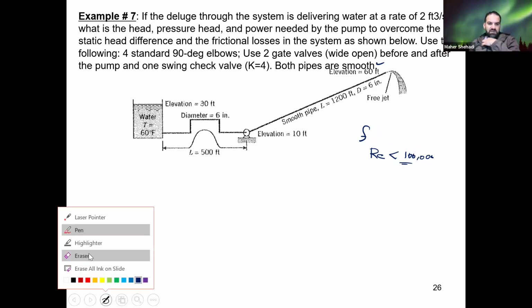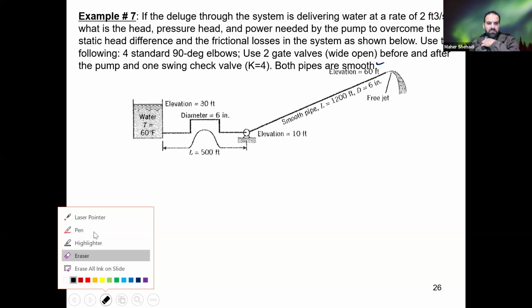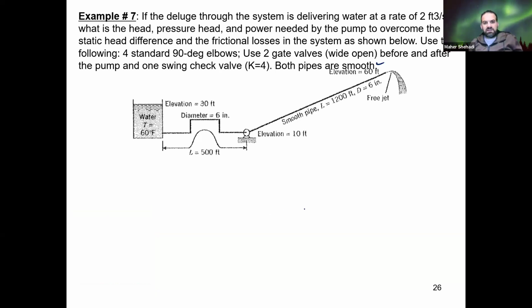Again, this is a general fluid mechanics example. It's not hydraulic, but still it's the same concept. Nothing changed, just the numbers are slightly different. So we have the water tank here at an elevation of 30 feet at this point. Let's call this point 1. And this is a tank.